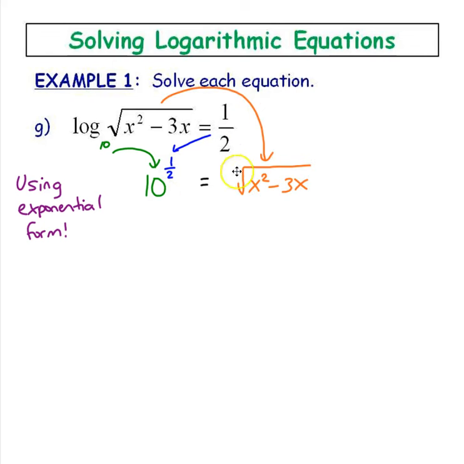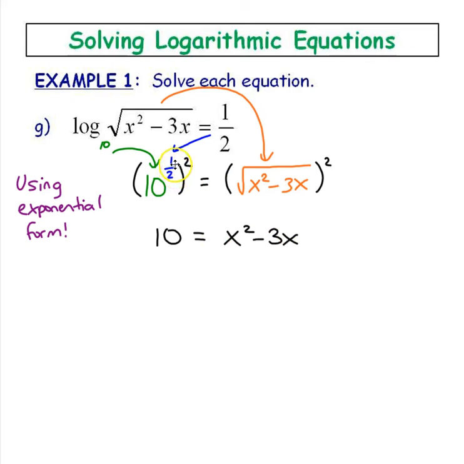Okay, all you have to do is solve this equation now, but this root is really sticky. I don't really like that. It kind of looks ugly. Why don't we square both sides and get rid of that root? If I square this side, the square and the root will cancel out, and I get this.